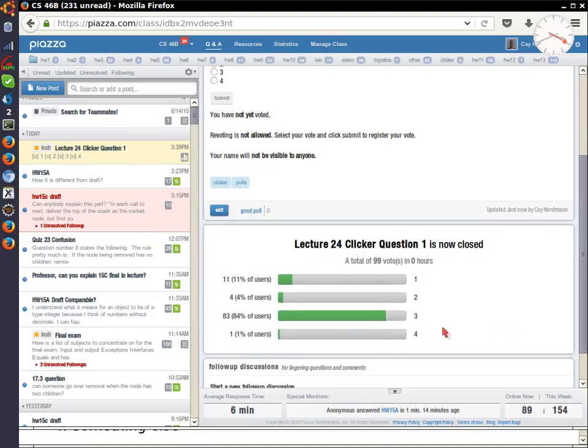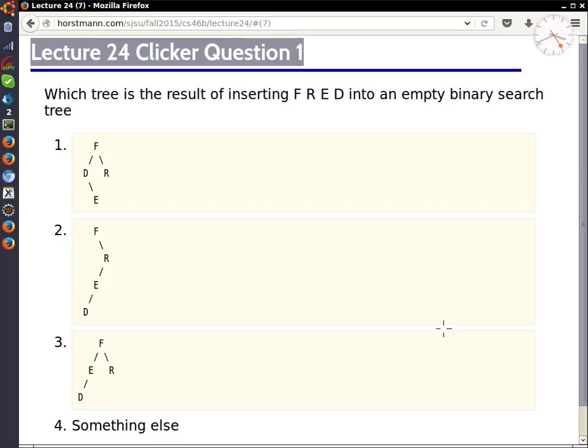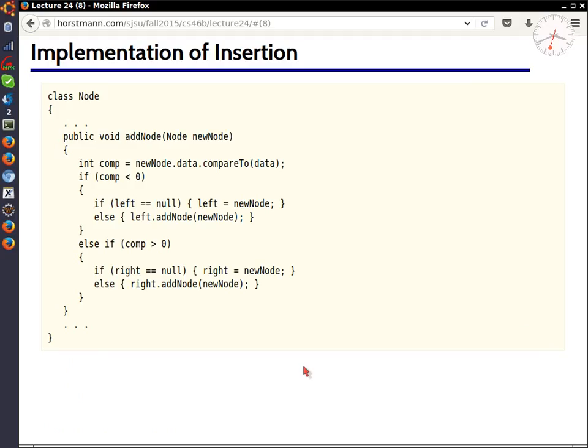All right, so we have an overwhelming answer for 3. That better be the right answer. So insert an F, insert an R, insert an E, insert a D. Yep. All right, so that seems pretty clear then.